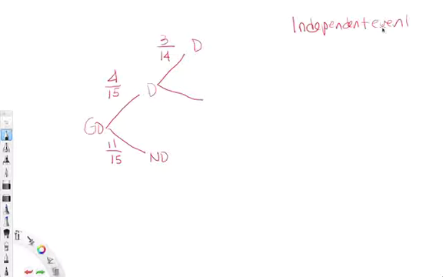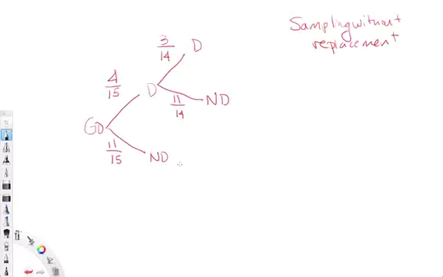Sorry, that's not the right words. This is sampling without replacement. We do not put the television back after we choose it. This path, we had a defective followed by a not defective. So, of course, there are 11 not defective TVs out of 14 total to choose from.